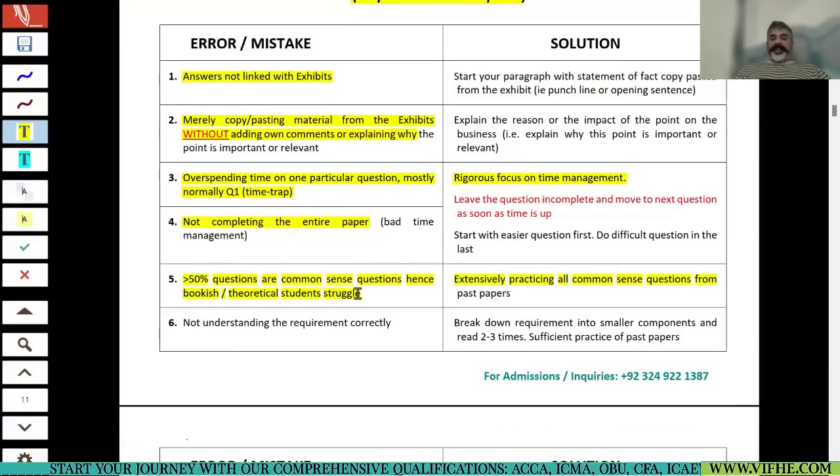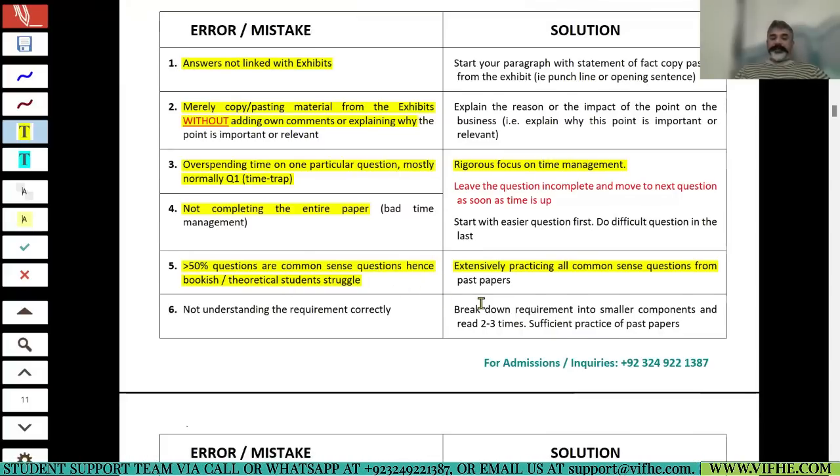And then 50% questions are common sense questions. That's the problem. A lot of students find it difficult to handle common sense questions because there is no theoretical thing involved, right? It's logical thinking. So how can you overcome that? Just by doing common sense questions, practicing them, at least do 5, 6 common sense questions. So in my paid batch, we have already done 2 common sense questions, right? So you have a good idea how to handle them. And this is specifically for self-study students.